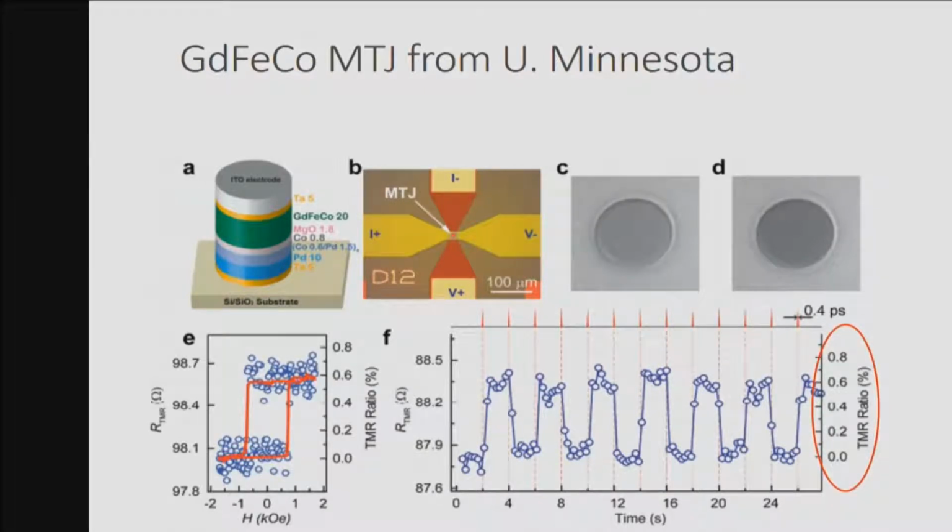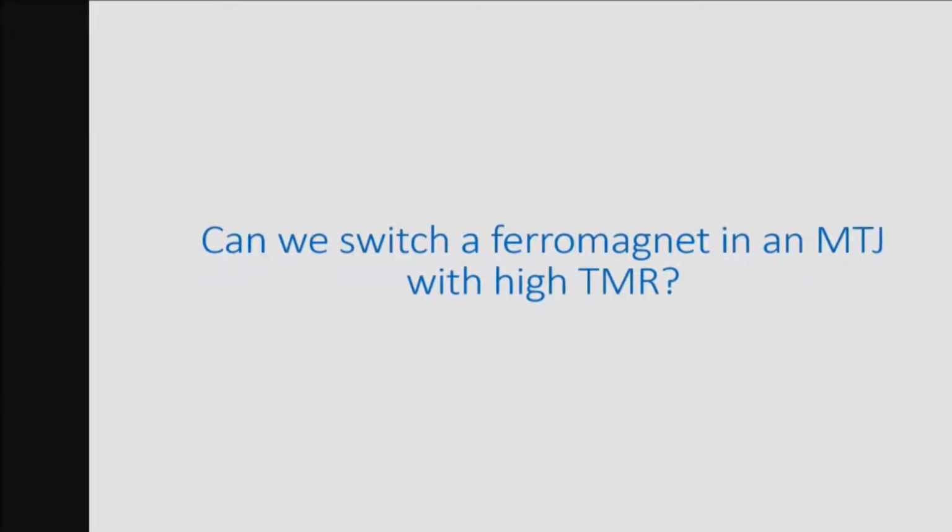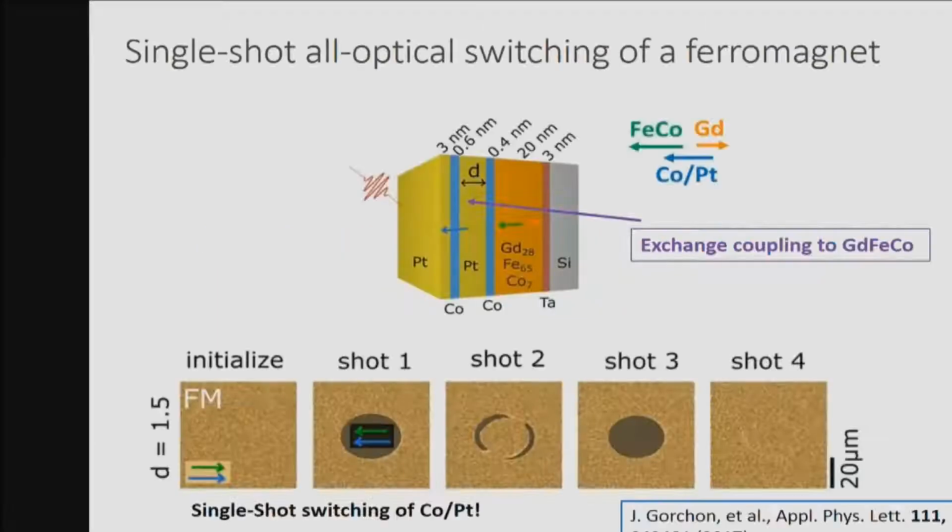How are we going to read this out if we're switching the gadolinium iron cobalt? And it turns out that so far, this is the only material in which this kind of ultrafast switching has been discovered. So what are we going to do? Well, we said, can we somehow get a ferromagnet that would give us a much higher TMR, tunneling magnetoresistance ratio? Can we switch that? So we designed the following sample.